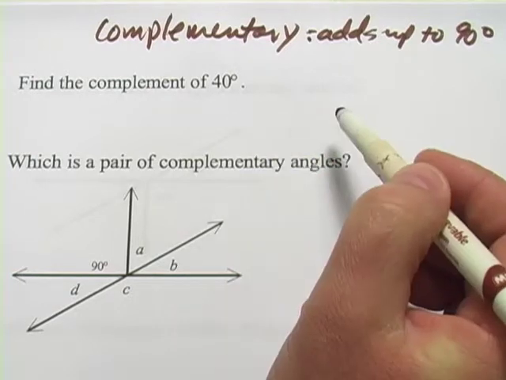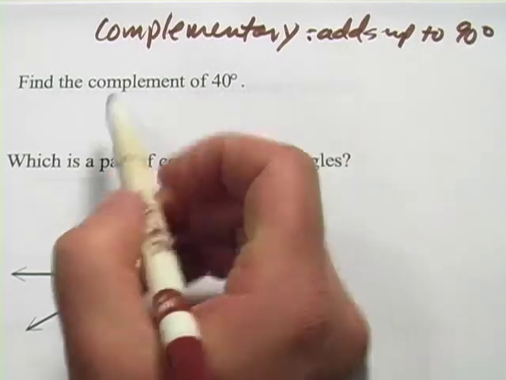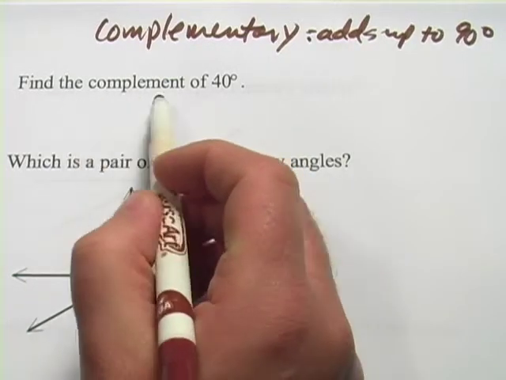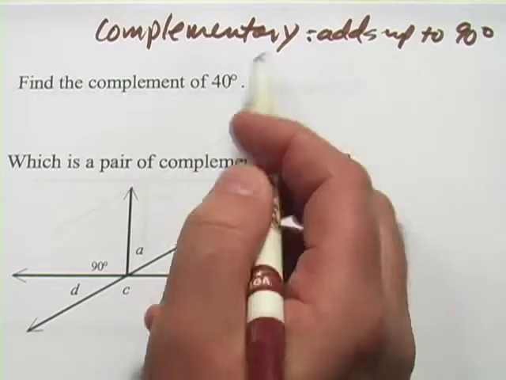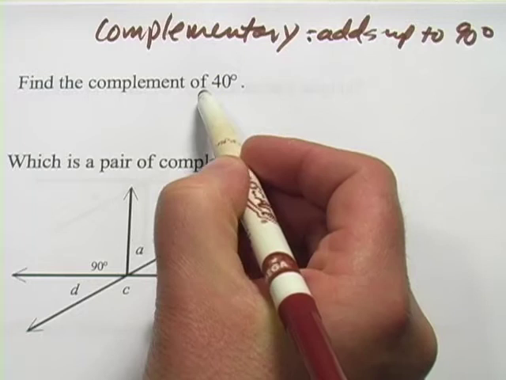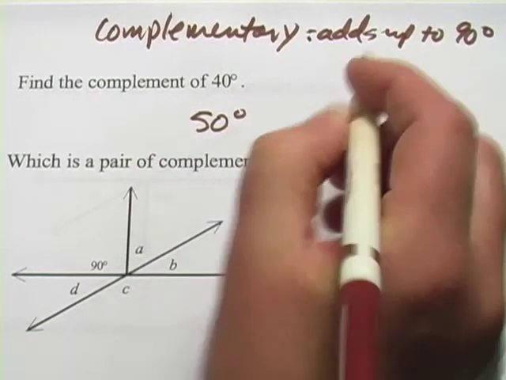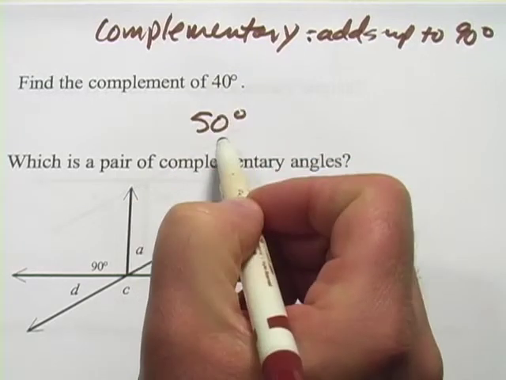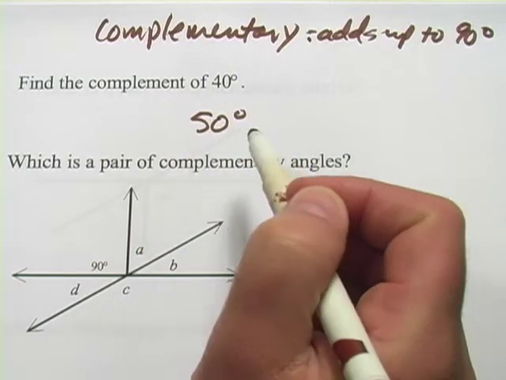So a 40-degree angle and a 50-degree angle would be complementary. And in this first problem, they're asking what's the complement of 40 degrees? Well, the complement is the angle that would be complementary with that. That is, it would add up to 90. And I just gave you the answer for that. 50-degree angle is the complement of 40. 40 is the complement of 50. 60 is the complement of 30. 30 is the complement of 60, etc.